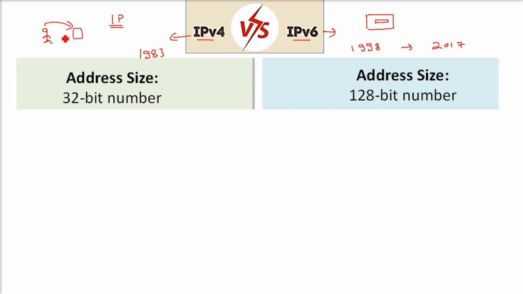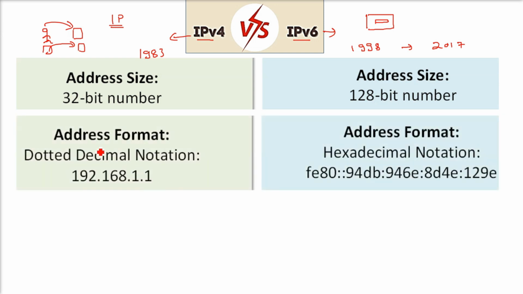When you want to go to somebody's house, you need an address. If you want to send data to another computer, you need an address. So IPv4 is a 32-bit addressing scheme. IPv6 is 128-bit. The IPv4 address format is dotted decimal notation. You see 4 different numbers from 0 to 255 separated by a dot or a period.